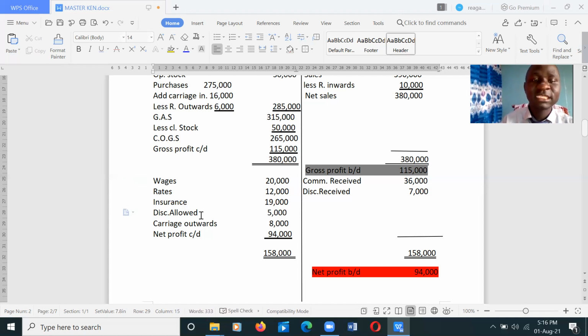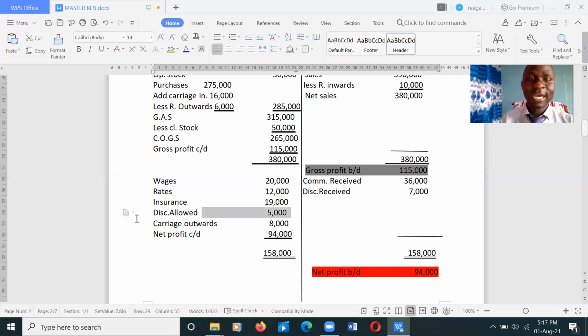Then we have discount allowed. What do you talk about when you say discount? Discount allowed is that, for example, a certain business might tell its debtors that we are giving you goods on credit, but if you pay within a certain period of time, we shall allow you a discount. So the business assumes that it is making an expense. That's why we are saying discount allowed will be treated as an expense, which is 5,000.